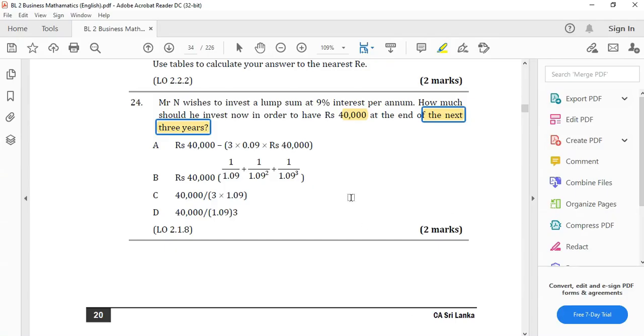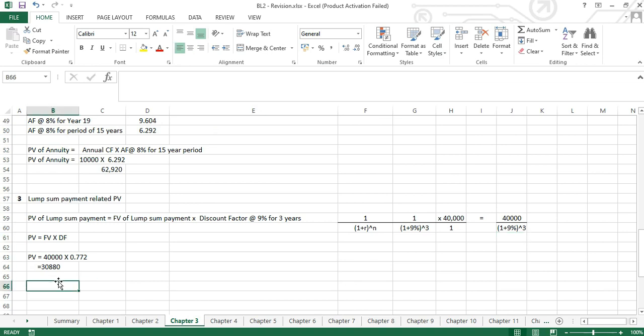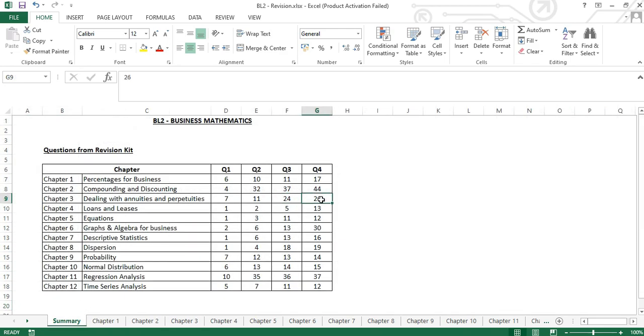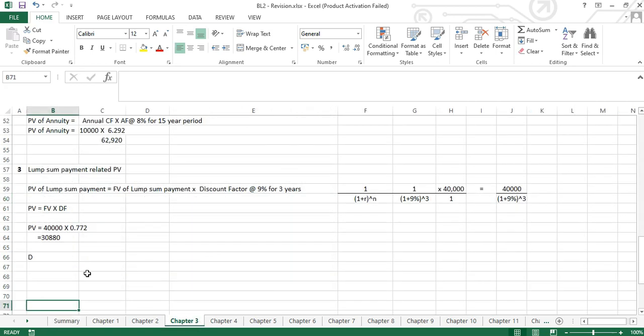Therefore, what will be the answer? Not the A, no. It is answer D. Okay. So answer is D. Fine. Next, let's go to the last question, question 26.